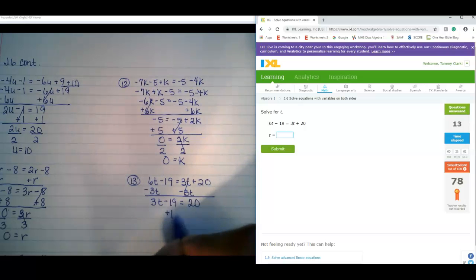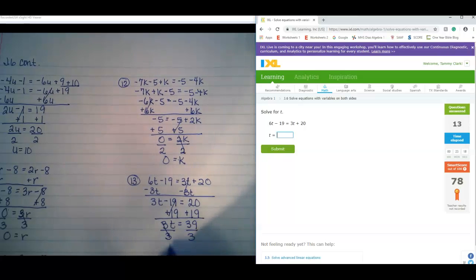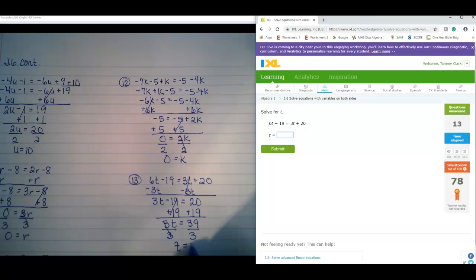Then we're going to add 19 to both sides of the equation. And we're left with 3t is equal to 39. 3 multiplied by t equals 39, so we're going to divide by 3 on both sides of the equation. 3t divided by 3 leaves us with t. 39 divided by 3 leaves us with 13.